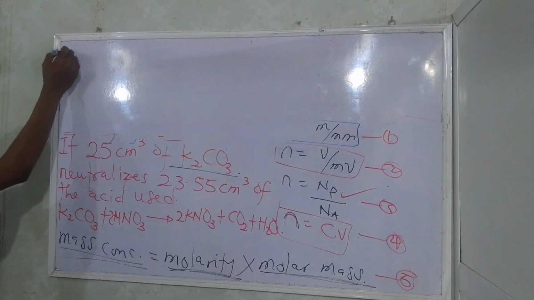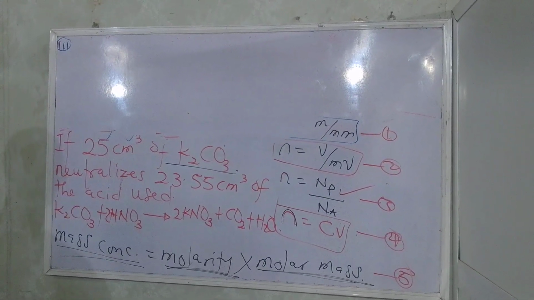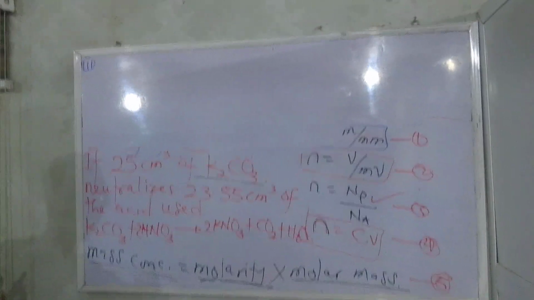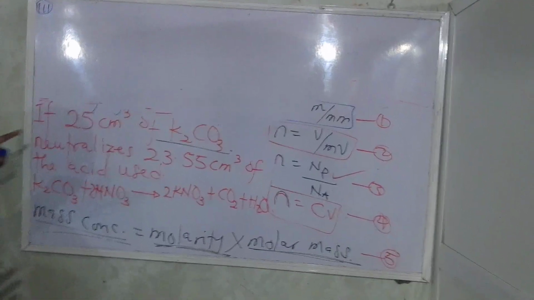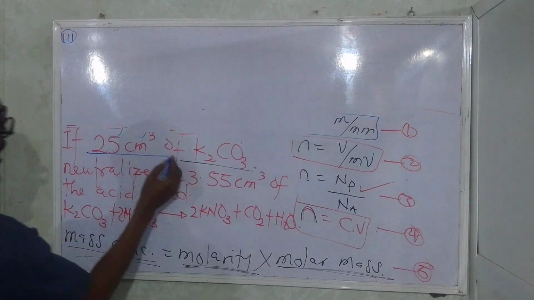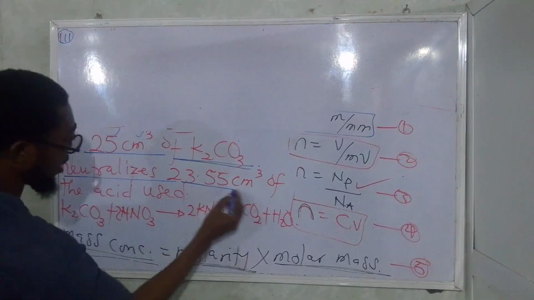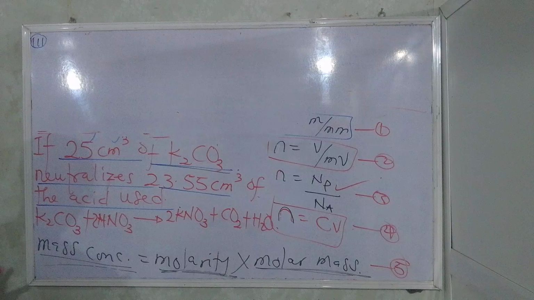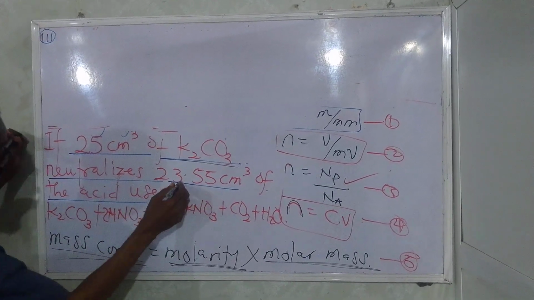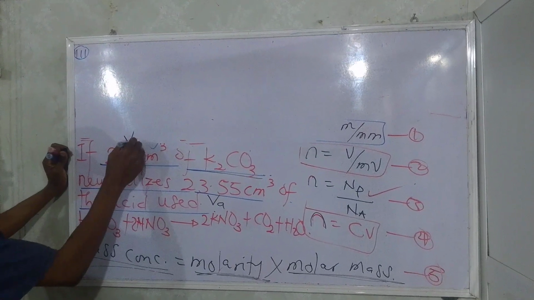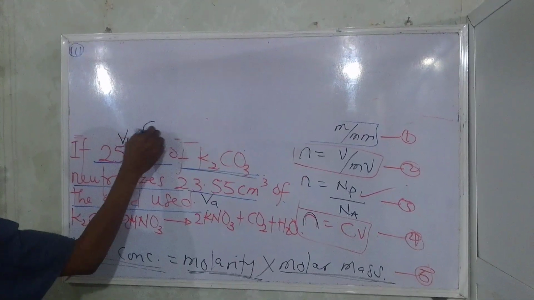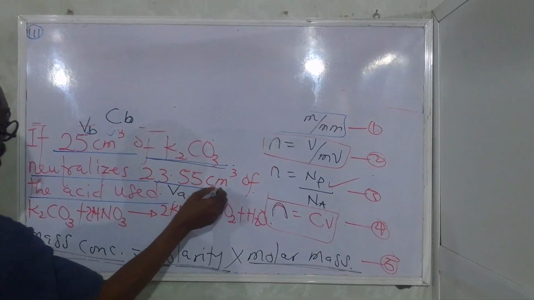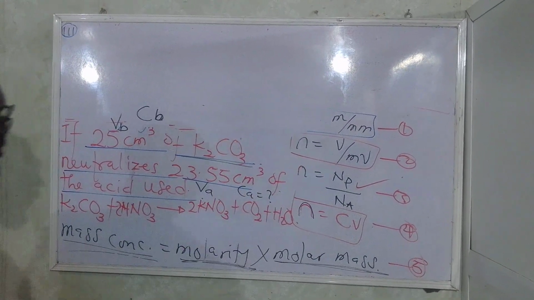That's question 3. Calculate the concentration of solution A in mole per dm cube. Now, do you remember that we know nothing about A other than the volume that we titrated? If 25 cm cube of this neutralizes 23.55 of the acid used, right? Now, from here, what can you see? You can see clearly that this is the volume of the acid, this is the volume of the base. We have already calculated the molarity of the base, you remember, but the molarity of the acid, which is Ca, is unknown. That's what we are looking for.